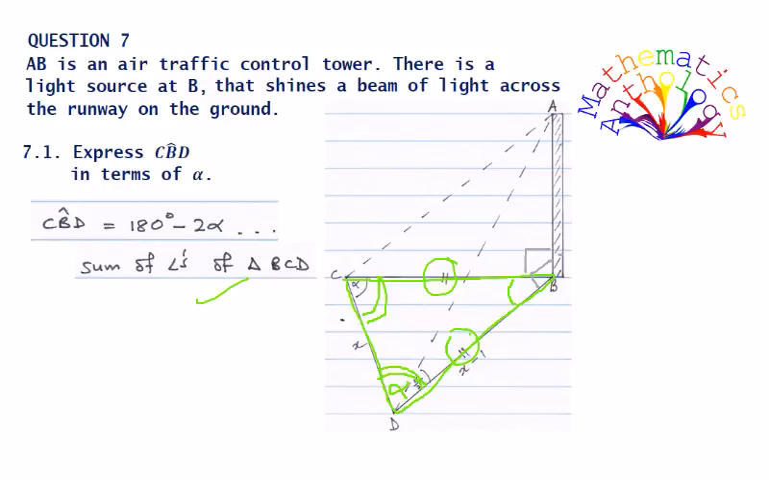So angle C and angle D are both alpha each. So angle B then will be 180 degrees minus angle C minus angle D. C and D are 2 alpha together. So angle B will be 180 degrees minus 2 alpha. And your reason there is sum of angles of triangle BCD.